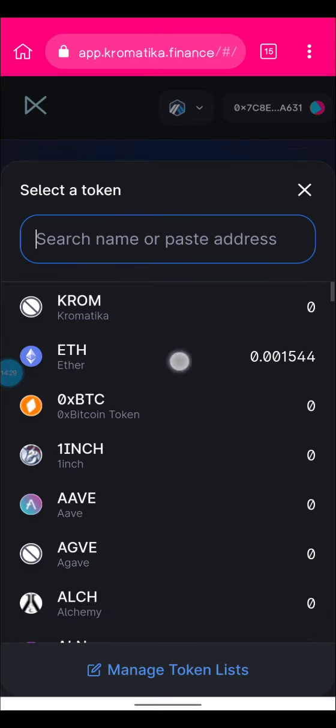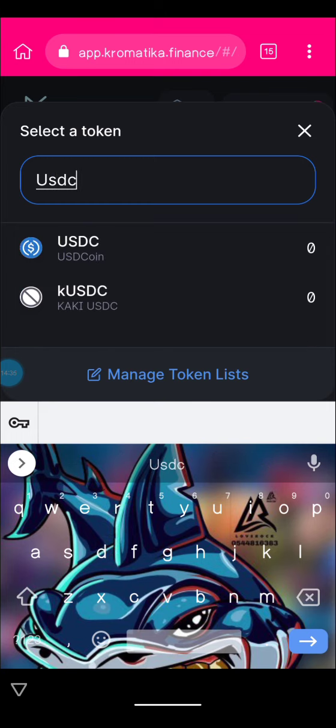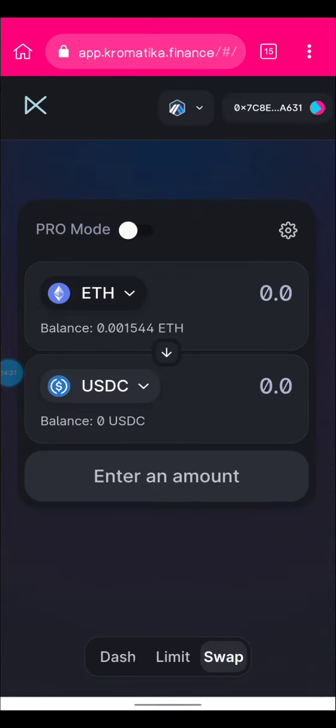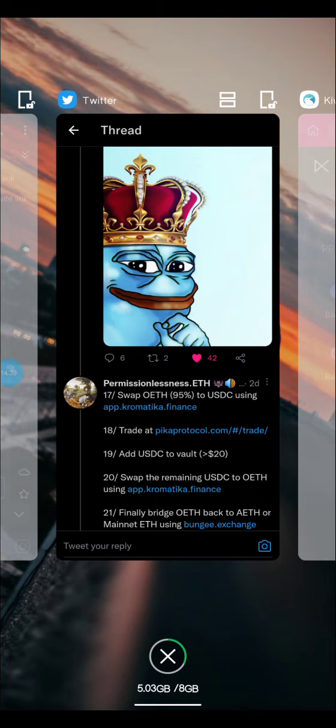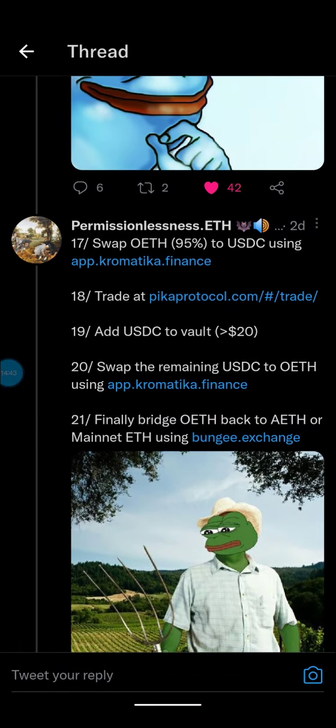Having the Optimism. Then from the Optimism, you are going to be swapping back to USDC. Yes, if I'm not wrong, quote me wrong in the comment section. So we are having that, and the next is to go to Pika protocol.